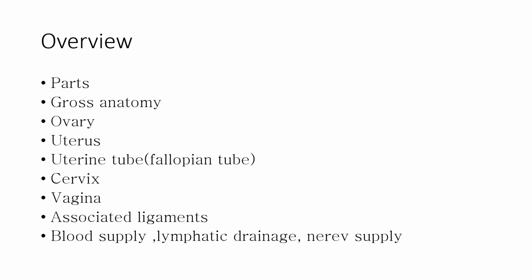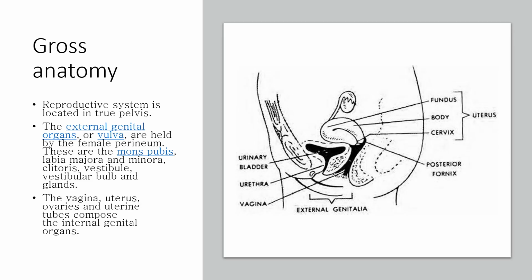So guys, what we are going to talk about in this lecture. First we are going to talk about the parts of the reproductive system in gross anatomy, then ovary, then uterus, then uterine tube, fallopian tube, then cervix, then vagina, then associated ligament, and then blood supply, lymphatic drainage, and nerve supply. Okay. So talking about the gross anatomy, the reproductive system is located in the true pelvis.